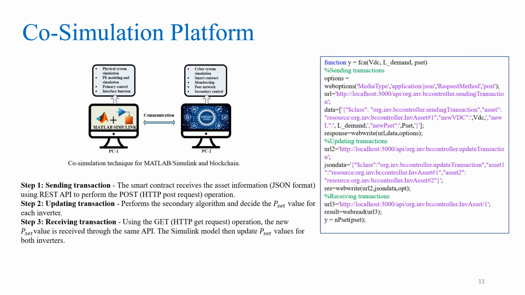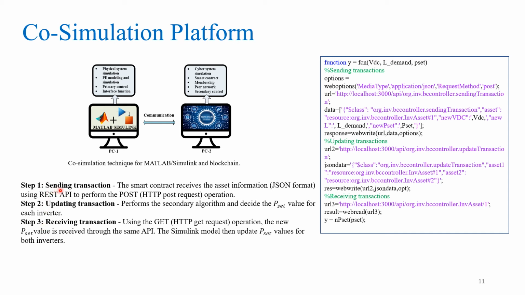The co-simulation platform was the most challenging part of this research. We used two different PCs to develop this whole system. On PC1, we developed the Simulink model based on two inverters and a grid system. On the second PC, we developed our blockchain network. For the communication between the two computers, we used a function developed within the MATLAB Simulink model, and this function was designed based on three major steps.